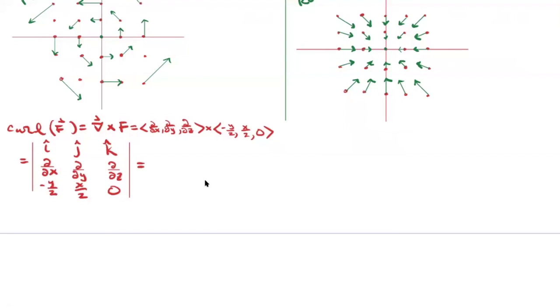So with the i component, you can see you're going to be doing 0 minus the partial of x over 2 with respect to z, which is also 0. So the i component will be 0. Okay, the j component will take the negative of this determinant this way. Partial of 0 with respect to x is 0. Partial of negative y over 2 with respect to z is also 0. So you're going to have another 0.